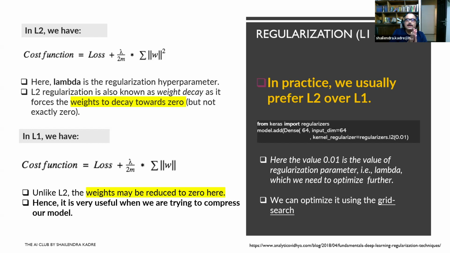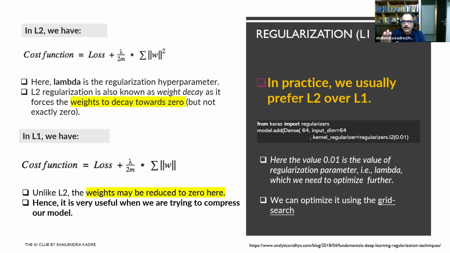Now you will ask me, there are two schemes available, L2 and L1, which one to go for? Generally, by default, people use L2. Most of the cases, very big scientists like Andrew Ng, I have read some articles from Andrew Ng. He says that by default he uses L2, and if the L2 results are not good, you can try L1. Now see on the right-hand side: in practice, we usually prefer L2 over L1. That is the practice.